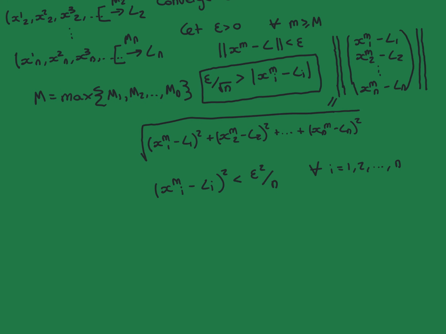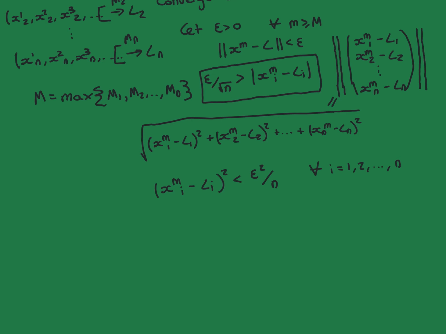So as I say, I'm going to square this inequality. So this thing squared will give me x_m,i minus L_i. Again, we're doing this for a general i. You could have any of the coordinates there, so 1, 2, all the way up to n. This thing squared is going to be less than this thing squared, which is epsilon squared over n. And that's true for all i equal to 1, 2, all the way up to n.